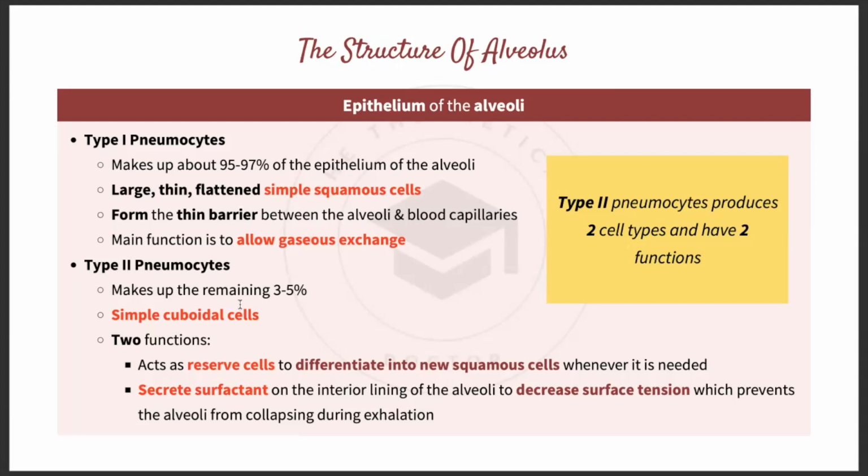Type 2 pneumocytes are simple cuboidal cells, and they act as reserve cells, meaning they can differentiate, they can become type 1 pneumocytes. That's the first function. The second function is to secrete surfactant on the interior lining of the alveoli to decrease surface tension, which prevents the alveoli from collapsing during exhalation. So this surfactant is like oil basically. It will keep secreting surfactant so that there is some liquid over there.